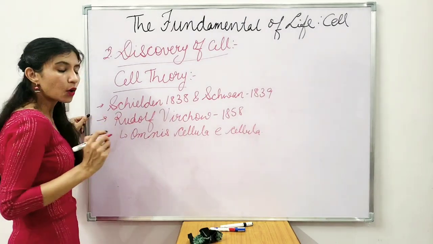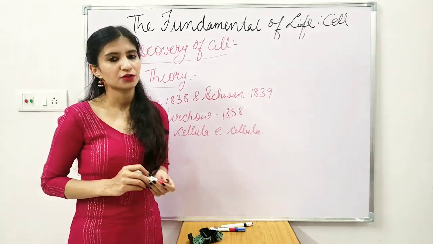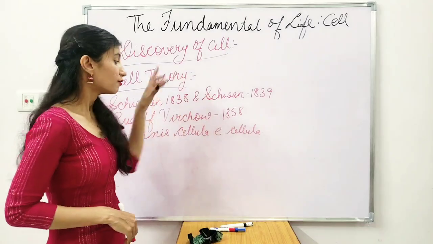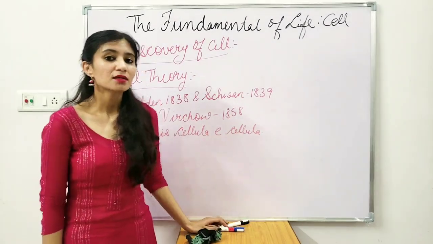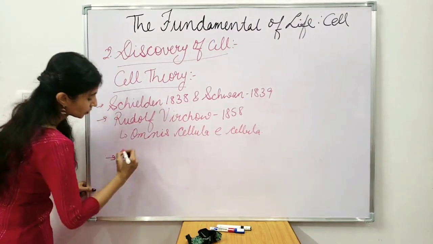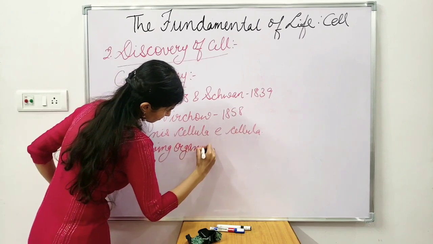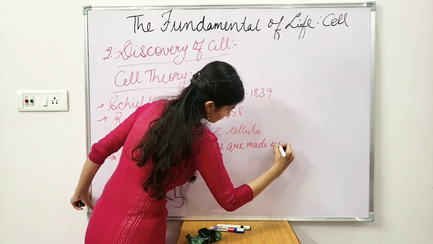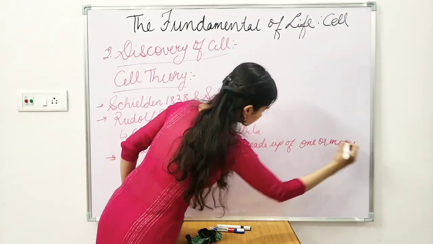Cell theory states that all living organisms are made up of one or more than one cell. Cell is the basic structure and function of life. These two sentences were given by Schleiden and Schwann, whereas the last line of the cell theory was given by Rudolf Virchow, that is omnis cellula e cellula, which means new cells arise from pre-existing cells. So what we have learned in the cell theory is that all living organisms are made up of one or more cells.